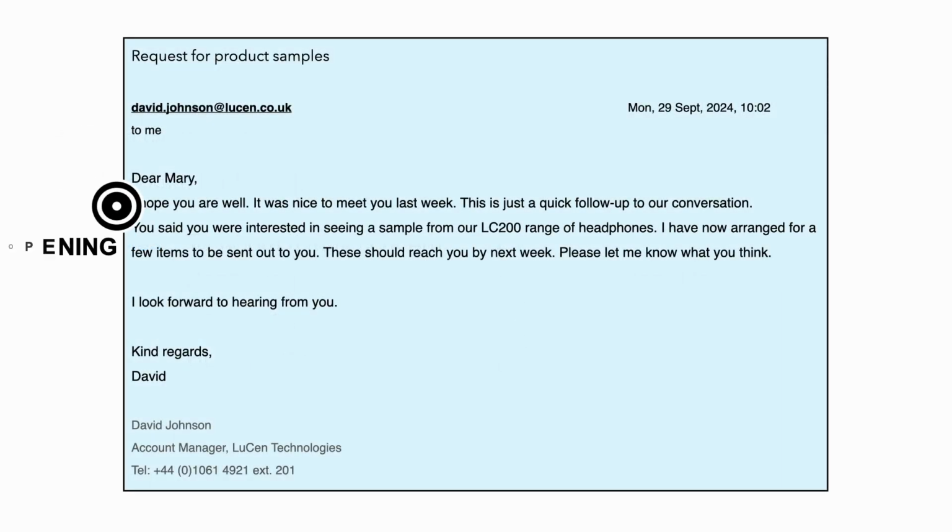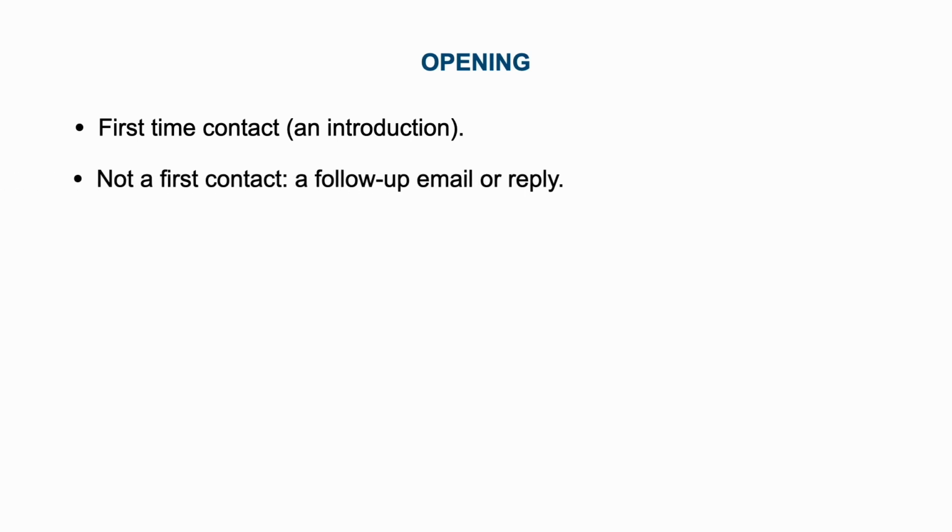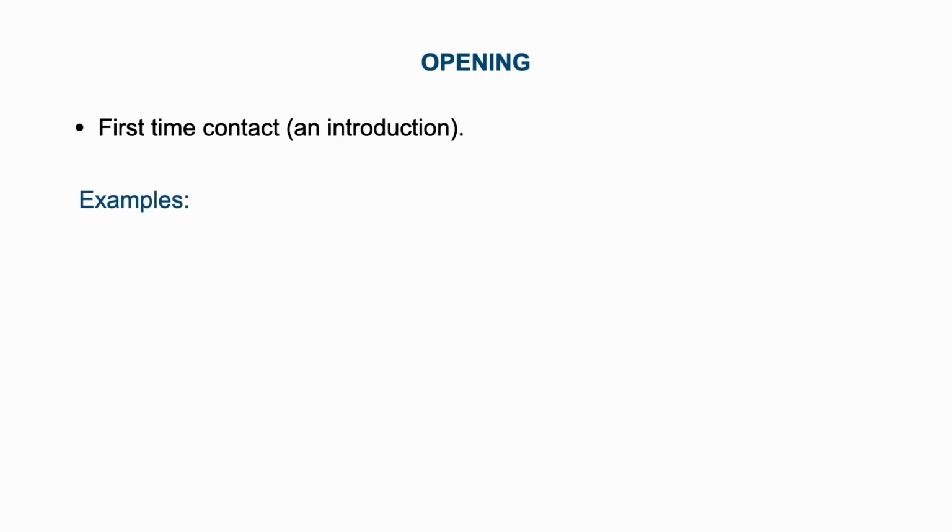The next part of the email we will look at is the opening. When writing an opening, you'll be either writing to a first-time contact, which is basically an introduction and needs a clear explanation for your reason to email, or you'll be writing a follow-up or reply. There are many reasons you might be emailing someone for the first time, and so there are many ways to start. Here are some suggestions.